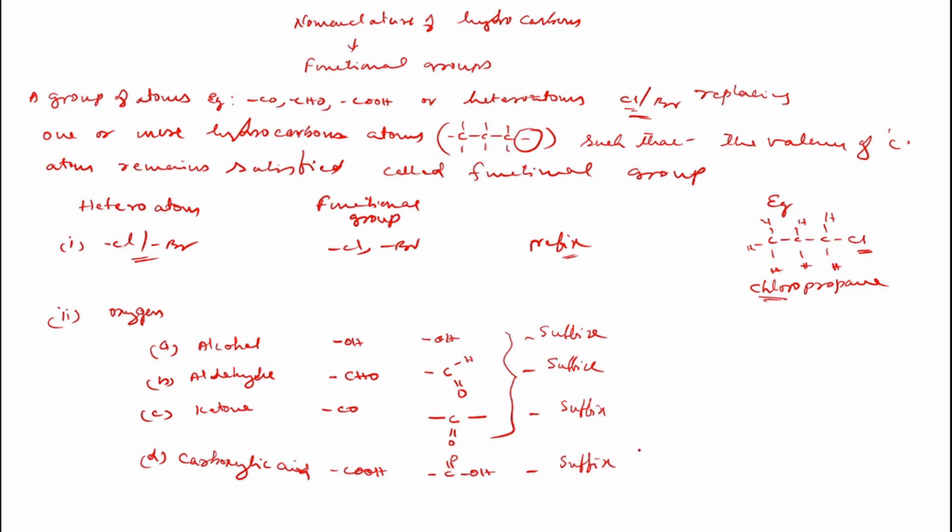One thing you remember: whenever you see alcohol, aldehyde, ketone and carboxylic acid in the hydrocarbons, these are suffixes. Suppose you see chlorine, bromine or halogens, you have to prefix that. That means you have to write it before the hydrocarbon name. This is very important. You may get a lot of questions on this. Okay, we will discuss an example.